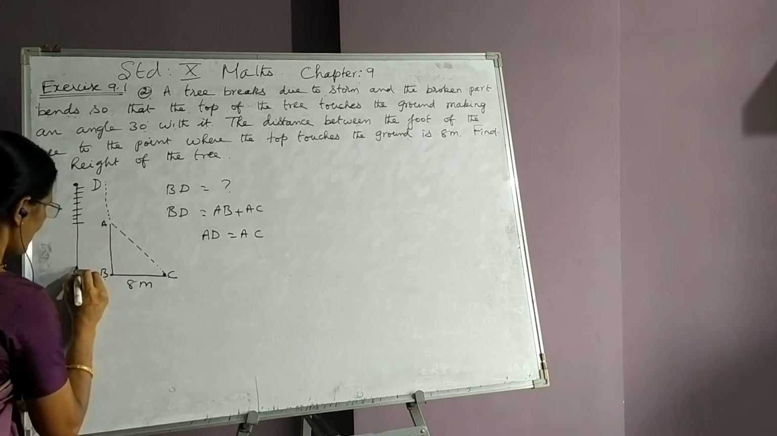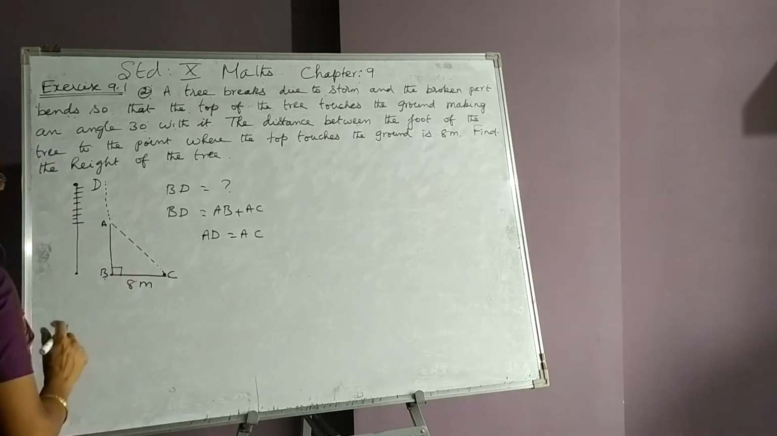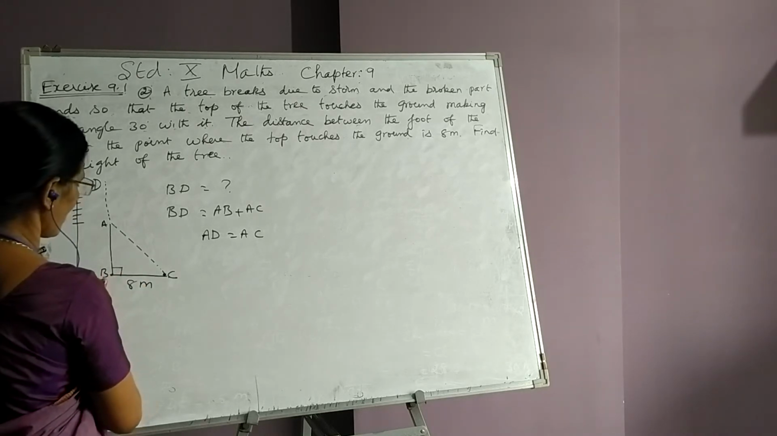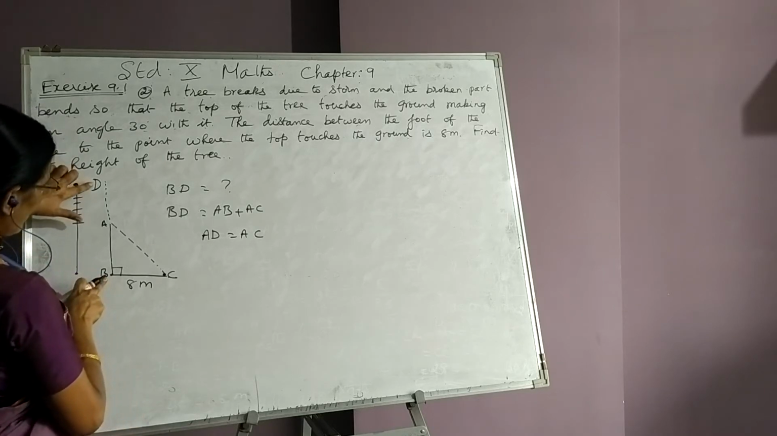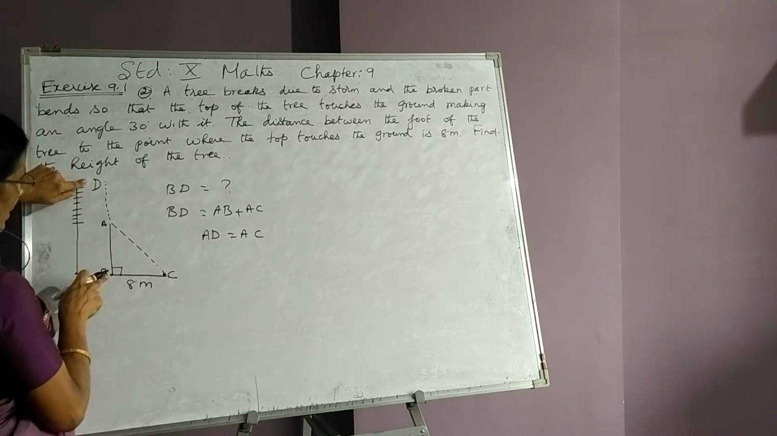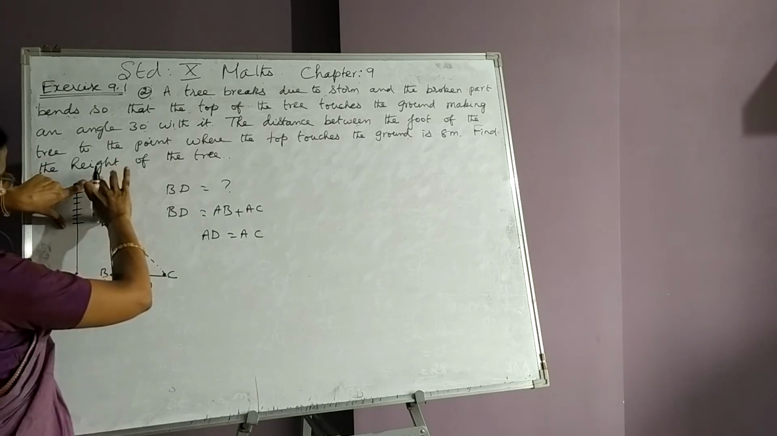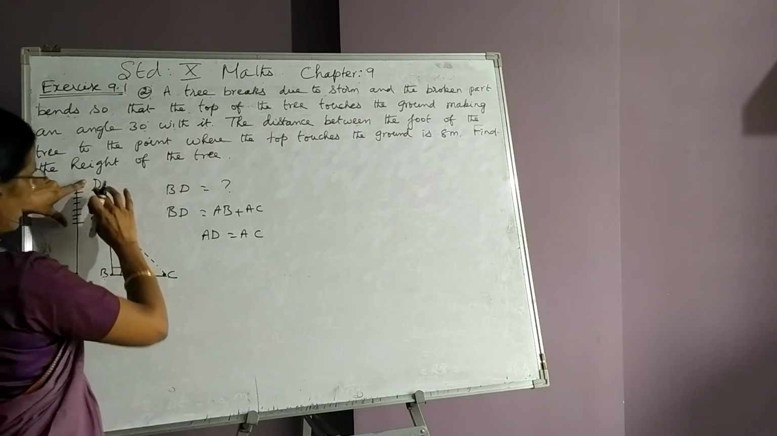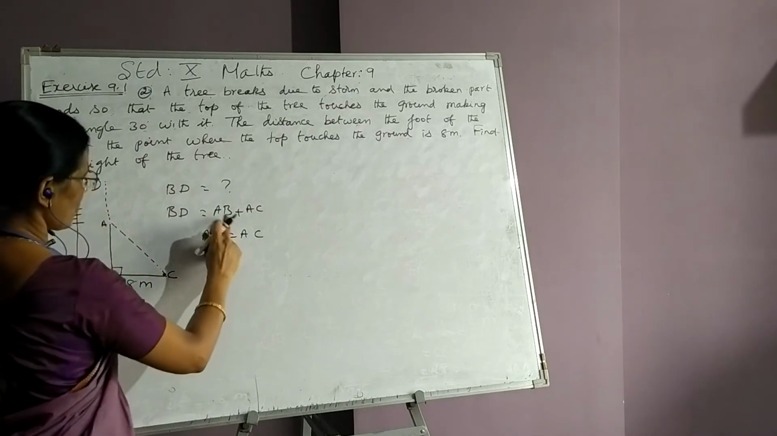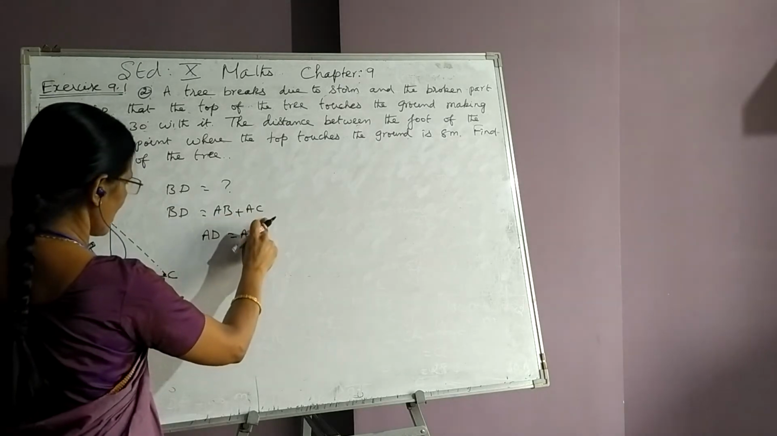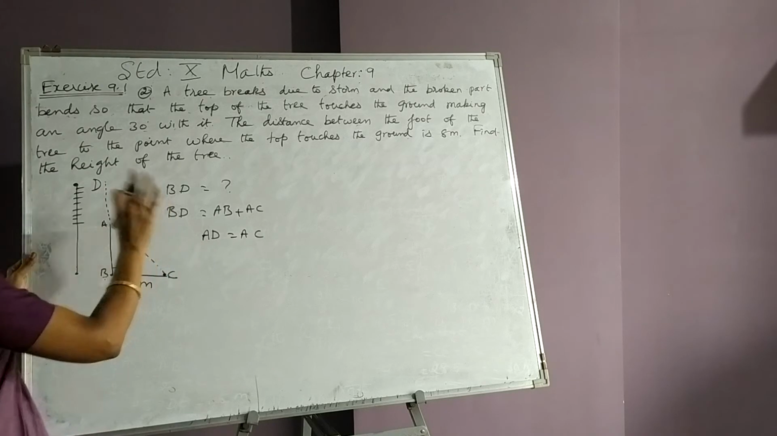The tree stands erect. Therefore, how many degrees is formed at the point B? It is 90 degrees, right? We are asked to find out the height of the tree. Height of the tree is BD. This BD we are splitting as AB plus AD. What is this AD? AD is nothing but AC. So, we are going to find out AB plus AC, which is the height of the tree.